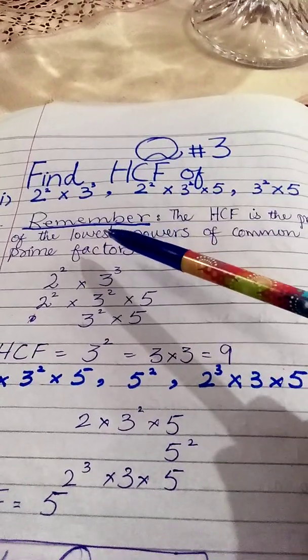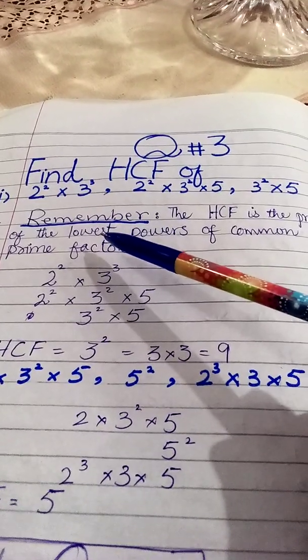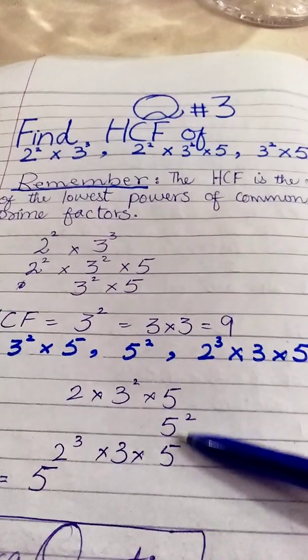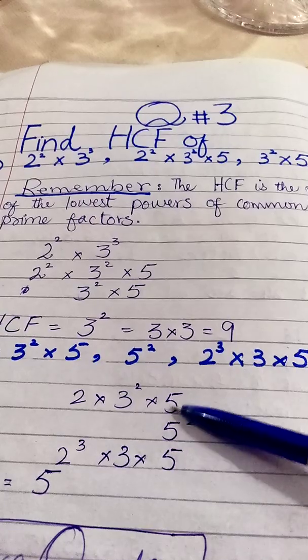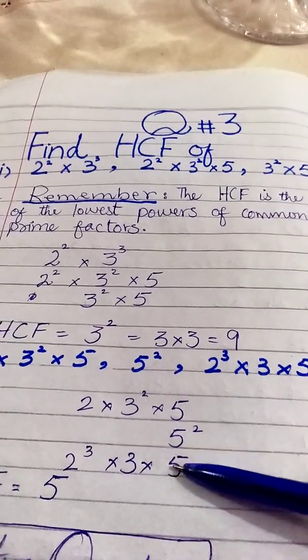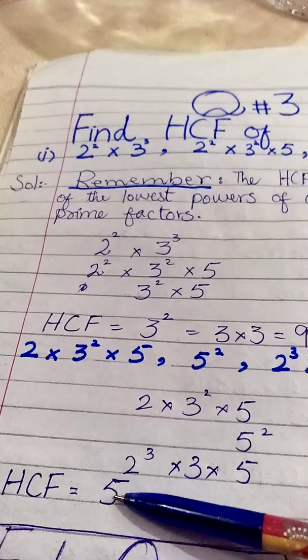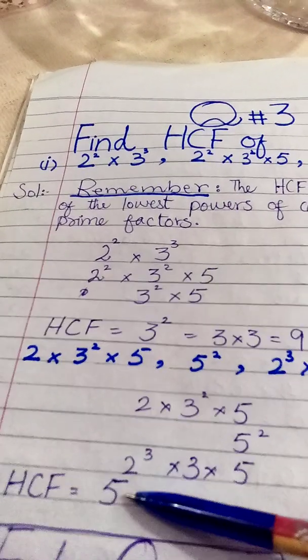Now the next task is to find out the lowest powers. The lowest power is only 5. So only 5 is the lowest power. So the HCF is 5.